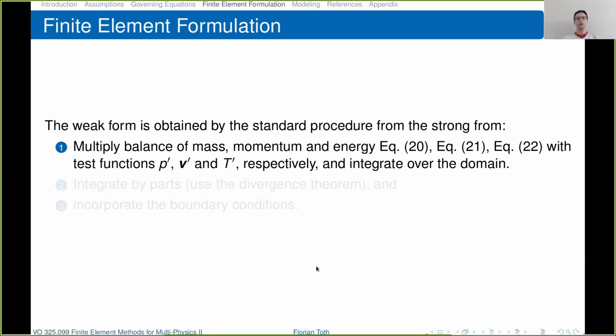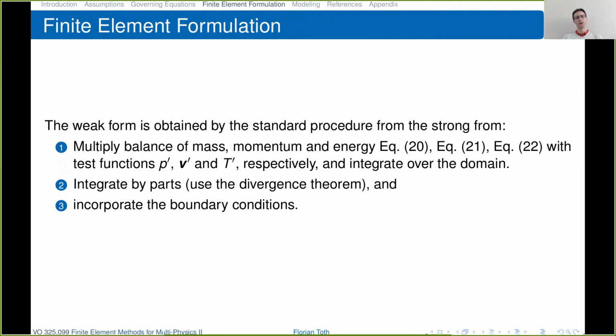Okay, so let's go into the finite element formulation, where the weak form is obtained from the strong form in the standard way. So the first step is to multiply our governing equations, balance of mass, momentum, and energy, with the test functions p prime, v prime, and t prime, and integrate over the complete domain. And then we integrate by parts using the divergence theorem and incorporate the boundary conditions.